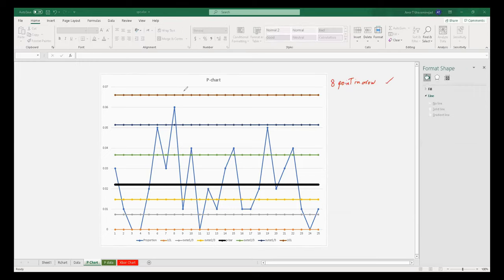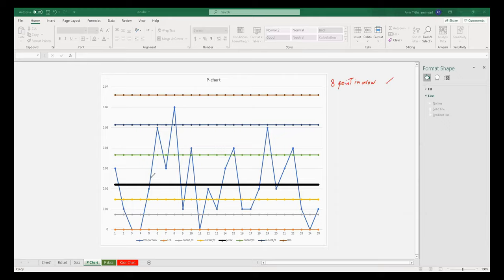And we don't have 8 points in a row on one side. I think the maximum that I see is this, 1, 2, 3, 3 on one side. Or here we have 1, 2, 3, 4. We don't have 8 points in a row on one side.